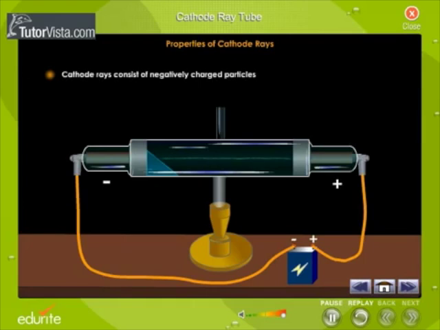Cathode rays consist of negatively charged particles. The rays deflect towards the positive plate when the tube is exposed to an electric field. This is because the negatively charged particles in the cathode rays get attracted towards the positive plate.